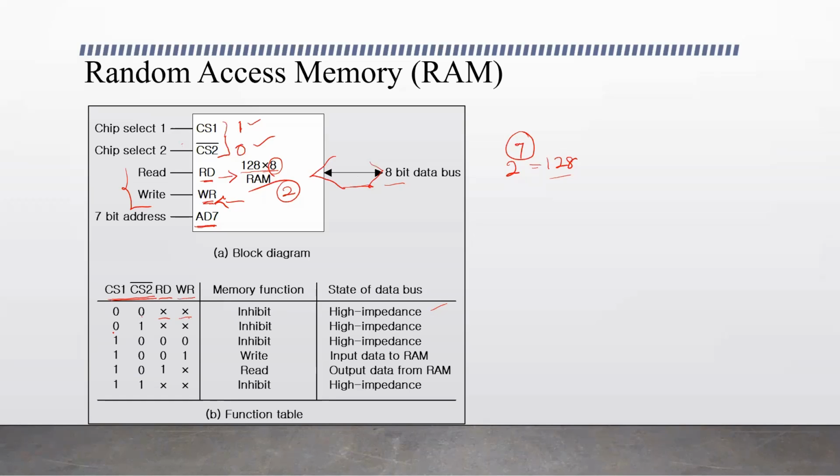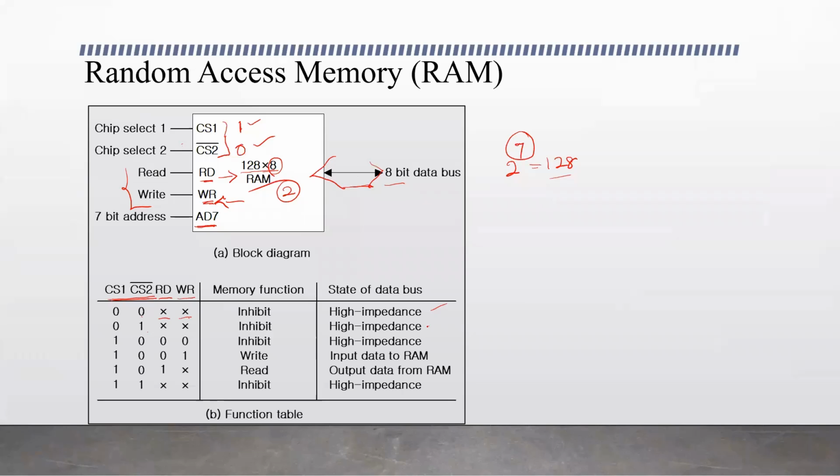There is no logic significance. And when CS1 is 0 and CS2 is 1, it is not 1 0 here. So this also will not select this RAM, and read and write are not considered here. Whether it is 1 or 0 doesn't matter because the RAM is not selected, and memory stays in the inhibit state, and the state of the data bus is high impedance.